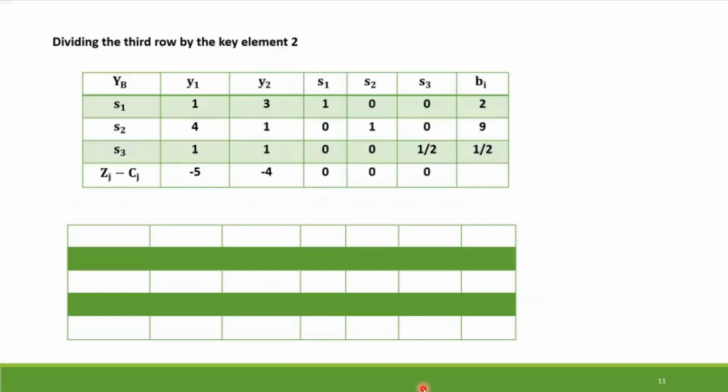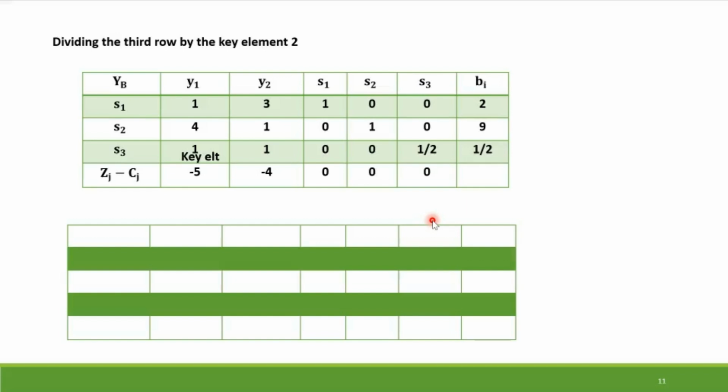So I've cancelled out the Cj column, Cb column, Zj column and the ratios, and also divided the third row by 2. This is the table which we get after dividing by the key element. Only in the first step do you require the Zj, Cj, Cb columns. After that, you don't require those columns and rows.